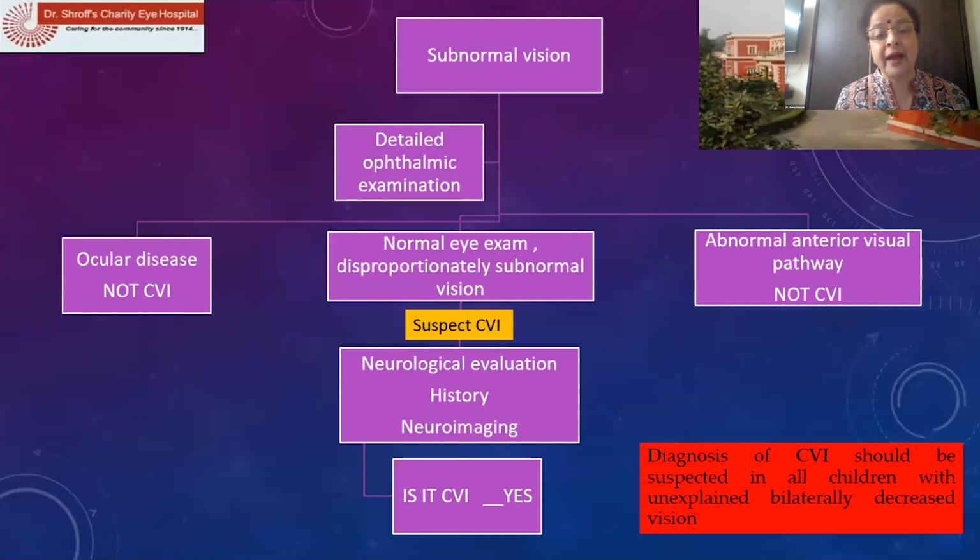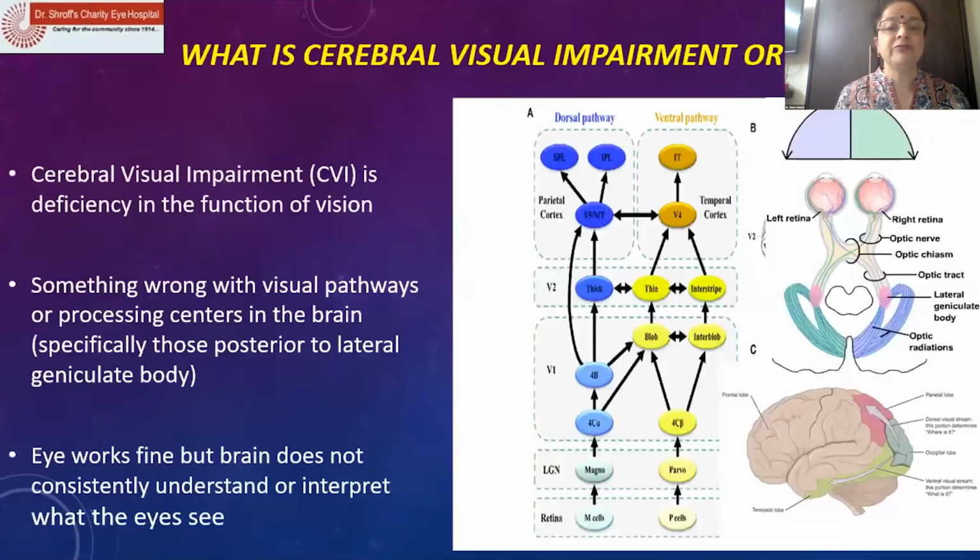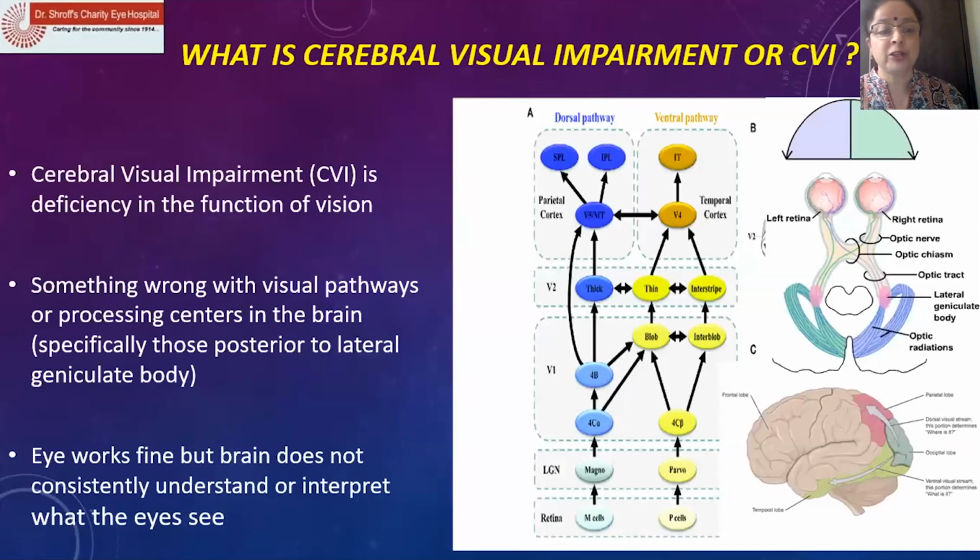But if you get a normal eye examination and a disproportionately subnormal vision, we need to suspect it is CVI. We need to ask for a proper birth history, neurological evaluation, and neuroimaging if it is important. So we should suspect CVI in all children with unexplained bilaterally decreased vision. So what exactly is CVI? It is basically a deficiency in the function of vision. If something is wrong with the visual pathways or processing centers in the brain, specifically those posterior to the lateral geniculate body, the eyes work fine, but the brain does not consistently understand or interpret what the eyes see.